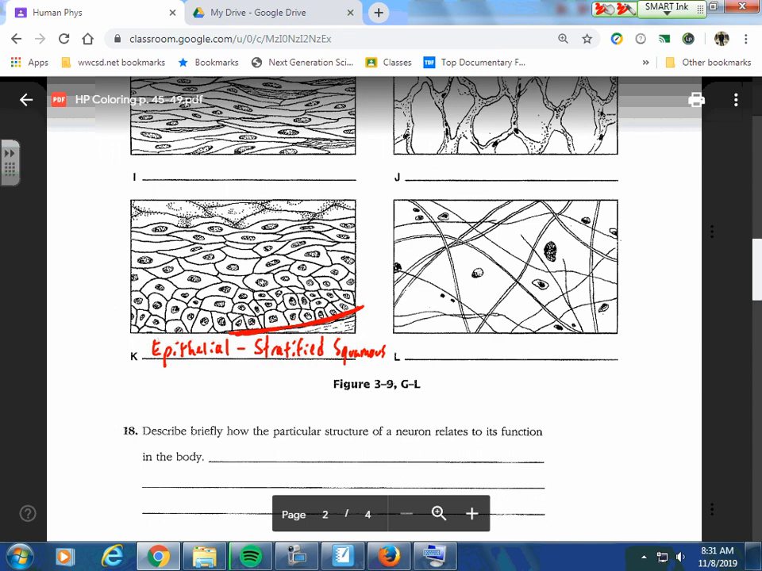All right. And then we have another type of connective tissue, and this would be what areolar represents. This is typically what I think of when I think connective tissue, unless it's fat, adipose tissue.